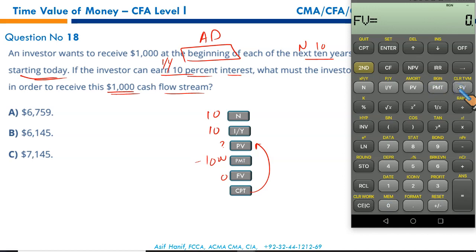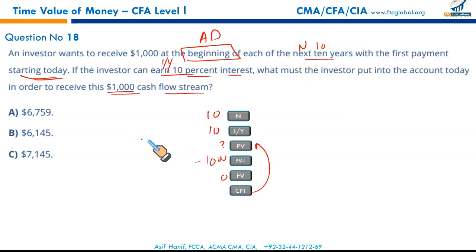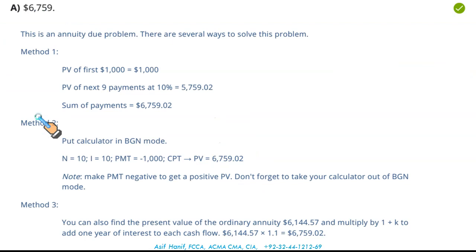0 is the future value. You need to calculate the present value, and it is 6759. Please make sure to quit the beginning mode, otherwise there will be errors. Right now it's perfectly fine. So we got a result of 6759. That makes A the correct option, and A it is.